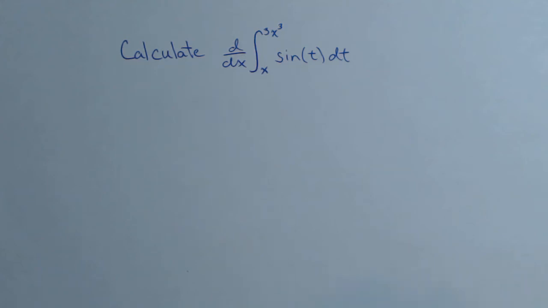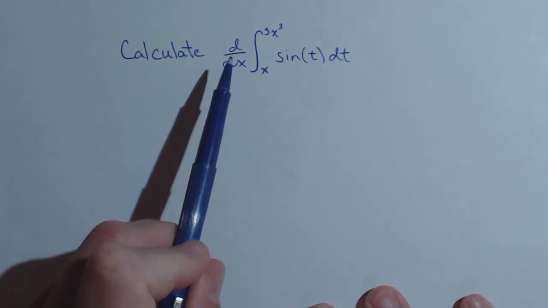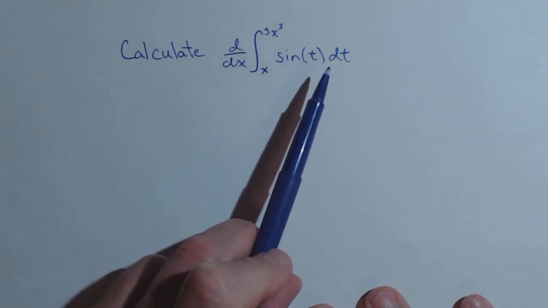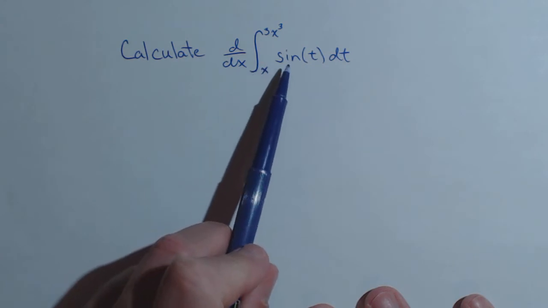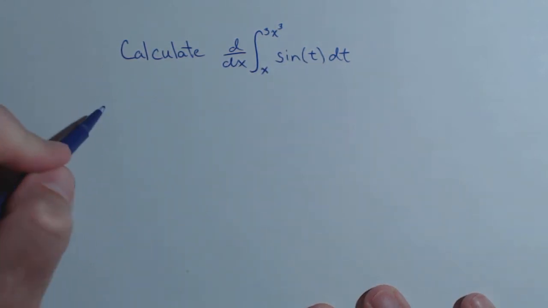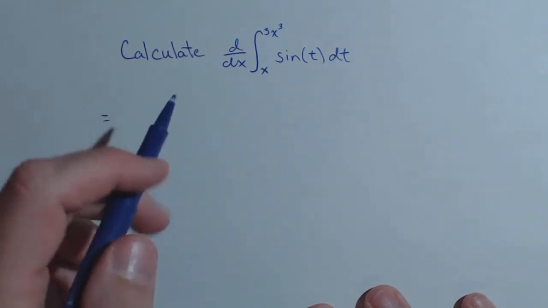In this video, we're going to look at an application of the second fundamental theorem of calculus. And what we're asked to do is compute the derivative of the integral from x to 3x cubed of sine of t dt. So what we're doing are inverse processes, because the integral involves the antiderivative, but then we're taking the derivative. So the fundamental theorem of calculus gives us a nice shortcut for that.